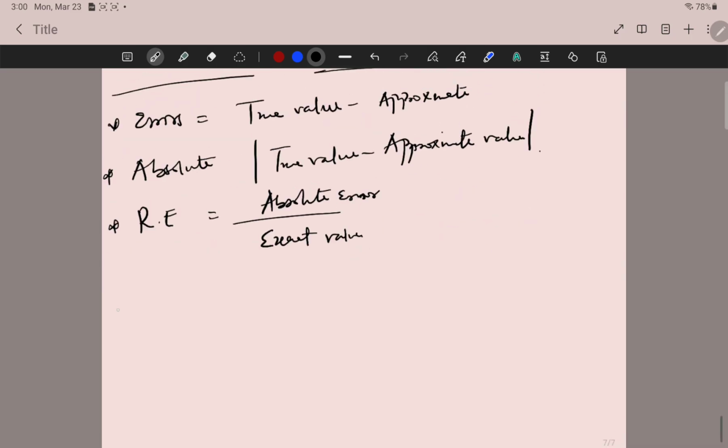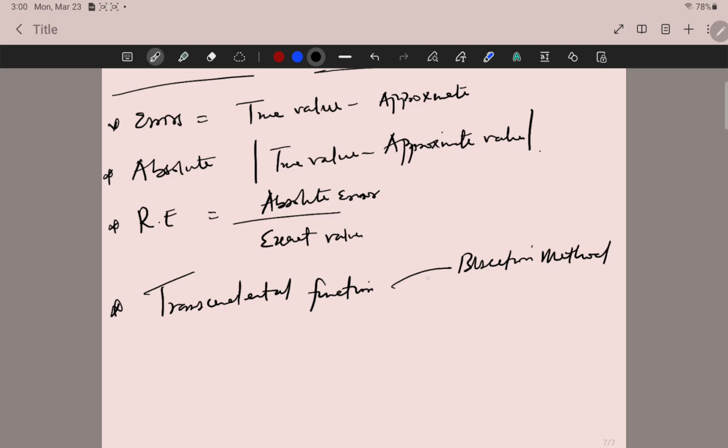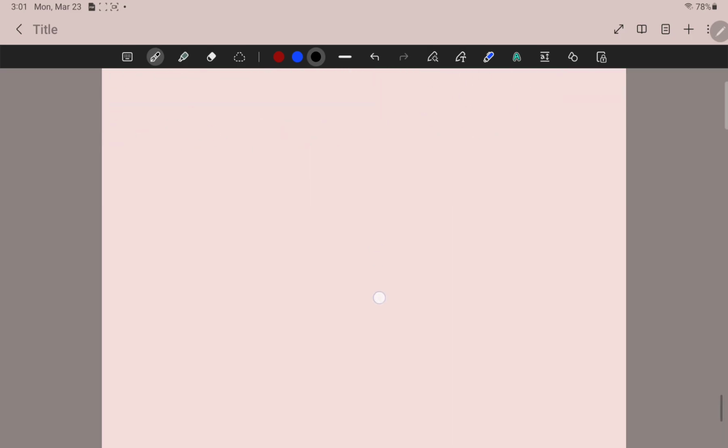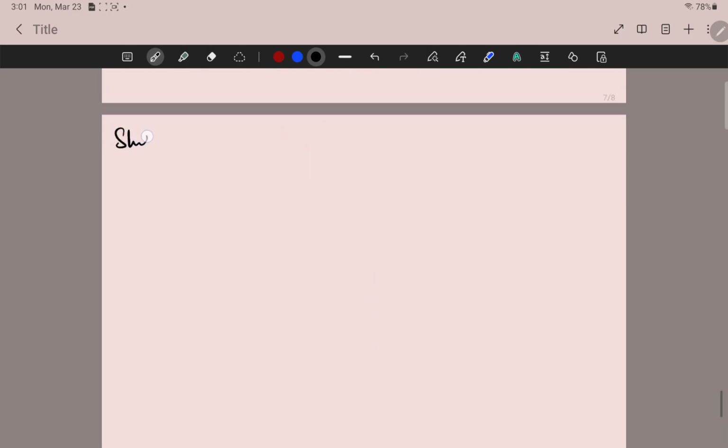We talked about transcendental functions, where we talked about the bisection method, the fixed point method, the regula falsi method, and the Newton-Raphson method. All these were there. And then we moved to what we call the shift operators.